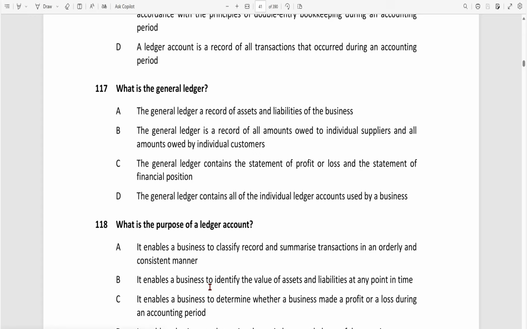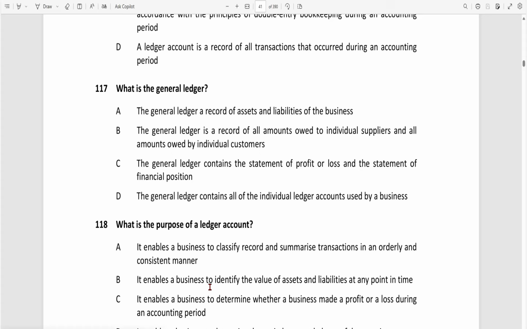B says the general ledger is a record of all amounts owed to the individual suppliers and all amounts owed by the individual customers. So this somehow refers to the accounts payable ledger and accounts receivable ledger, right? Which are the sub-ledgers linked to the general ledger, not the entire general ledger. So this is also incorrect.